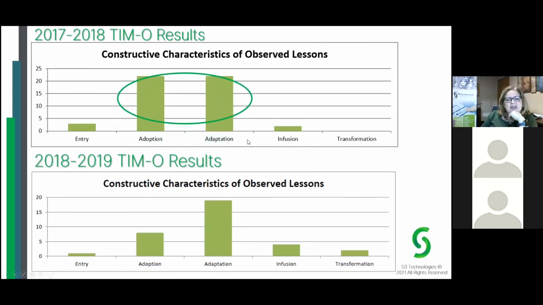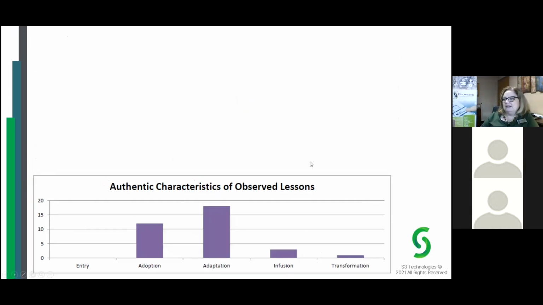And then for constructive, so this is students building knowledge rather than just rote memorization or just repeating back what they've already learned. They're actually taking the information and applying it in new and different ways, showing that they completely have assimilated that knowledge and understand it. And you can see, again, that they're moving to adaptation and even moving to infusion and transformation. So this is really cool to see that they're starting to create things that they couldn't have created before, apply their knowledge in new and different ways.